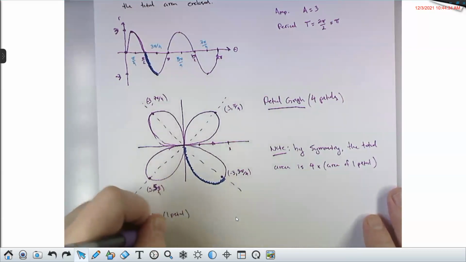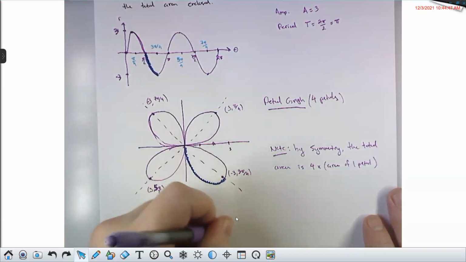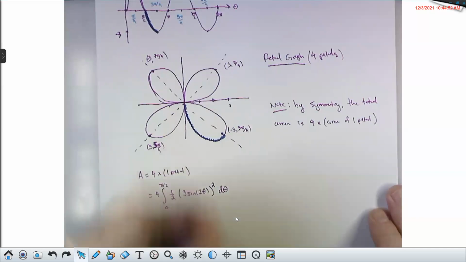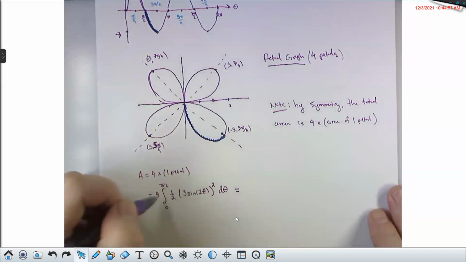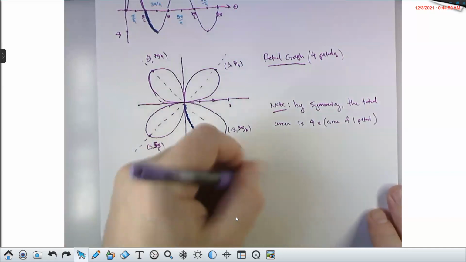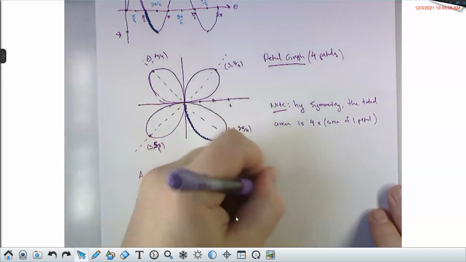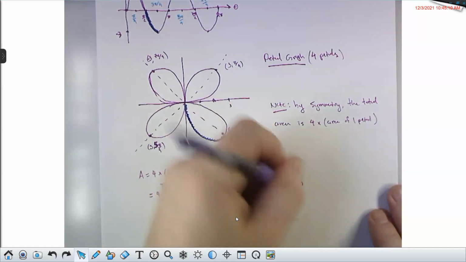Which is 4 times the integral from 0 to pi over 2 of 1/2 my function, which is 3 sine 2 theta squared d theta. I can pop out the 1/2. There's also going to be a 9 from this 3 squared. So 4 times 1/2 is 2 times 9 is 18. Integral 0 to pi over 2 sine squared of 2 theta. 2 theta is what's left here.